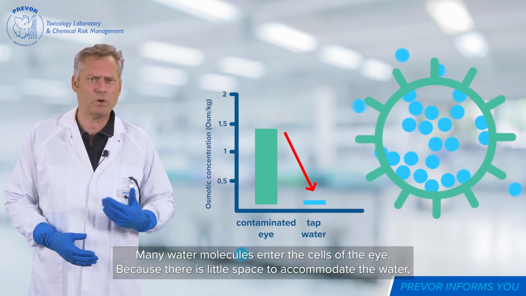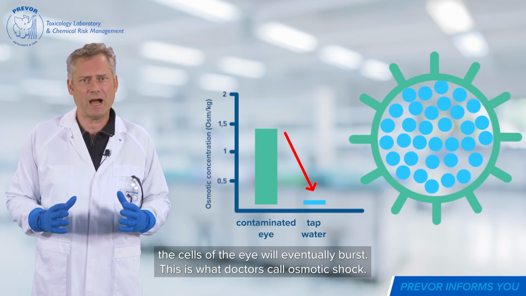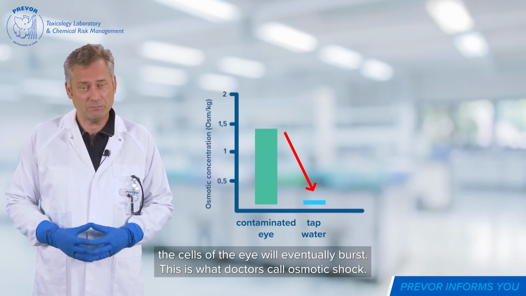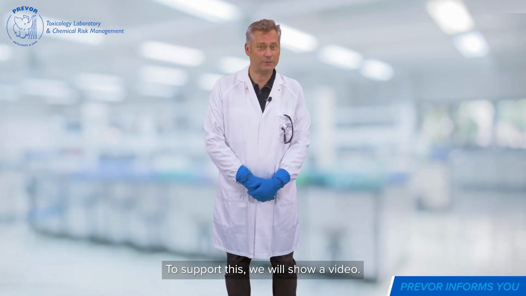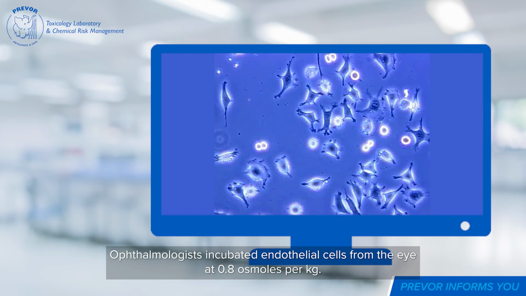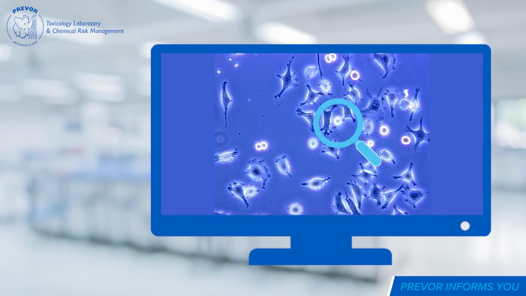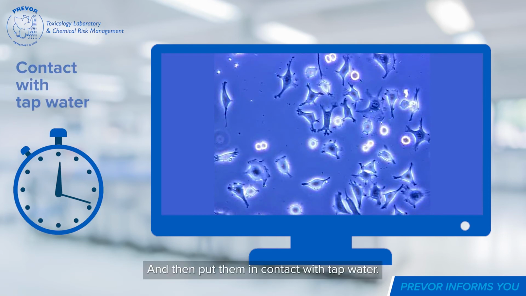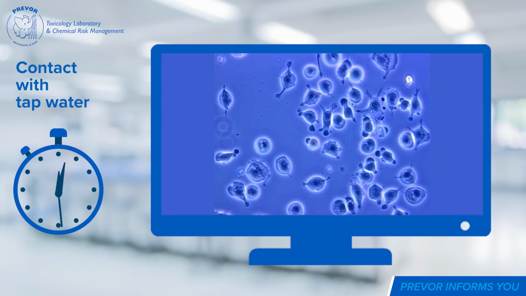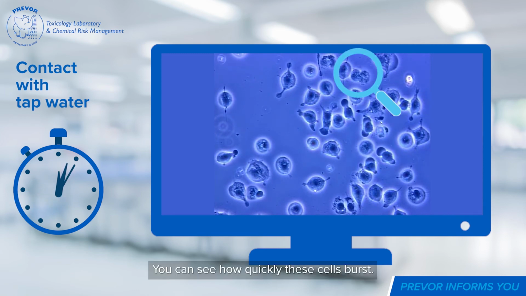Because there is little space to accommodate the water, the cells of the eye will eventually burst. This is what doctors call osmotic shock. To support this, we will show a video. Ophthalmologists incubated endothelial cells from the eye at 0.8 osmoles per kilogram and then put them in contact with tap water. You can see how quickly these cells burst.